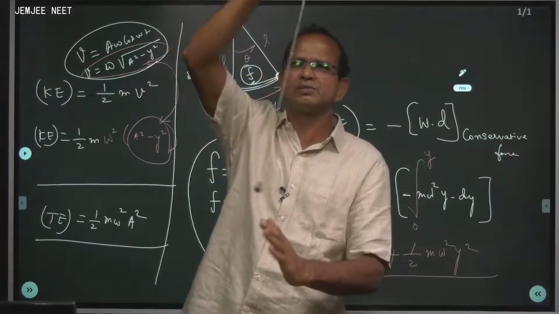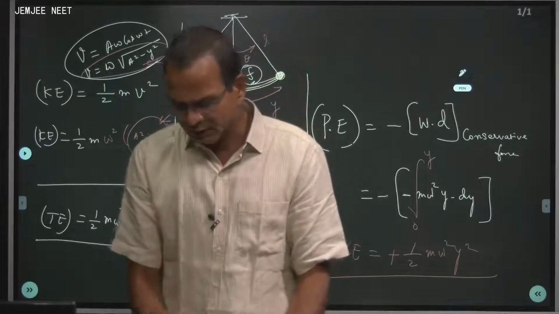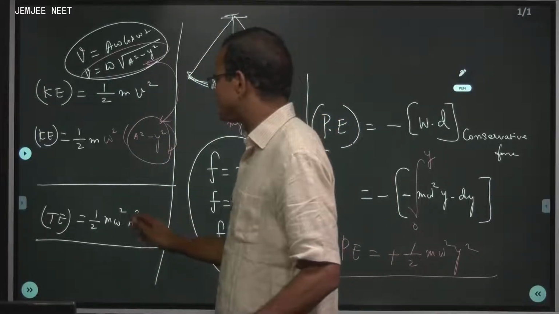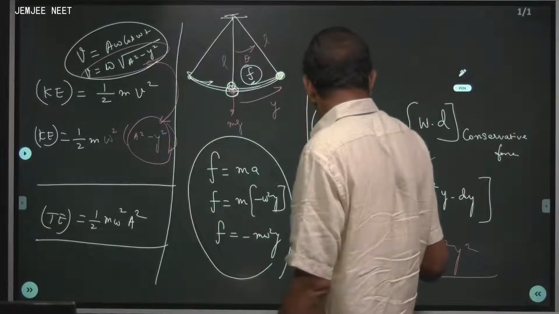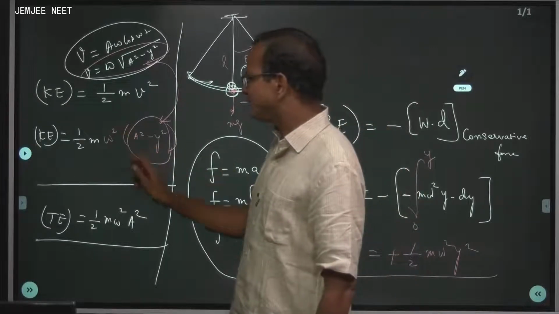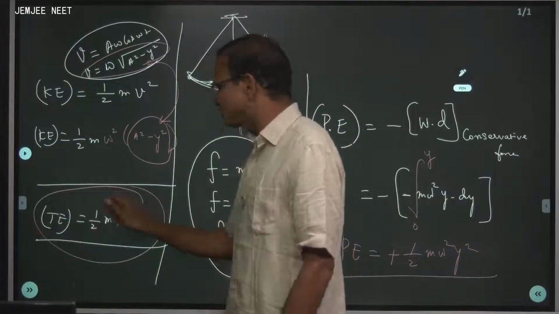So kinetic energy is maximum at the mean position. Whatever may be the position, the total energy is the same. Half m omega square y square is the potential energy, and kinetic energy plus potential energy gives you the total energy, which is constant, right?